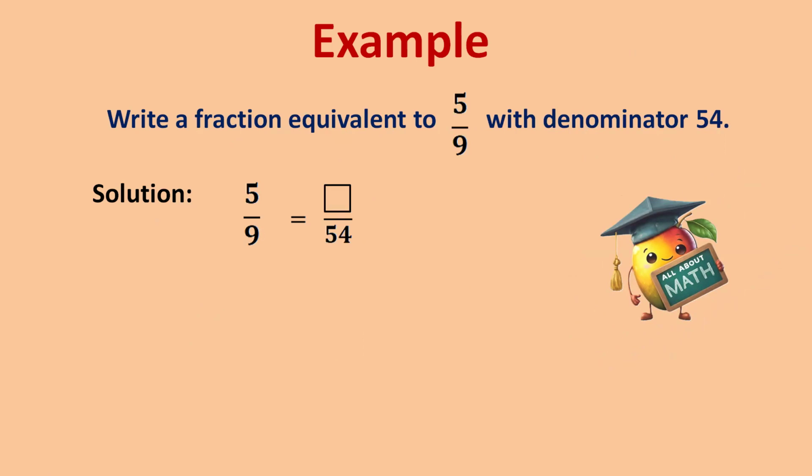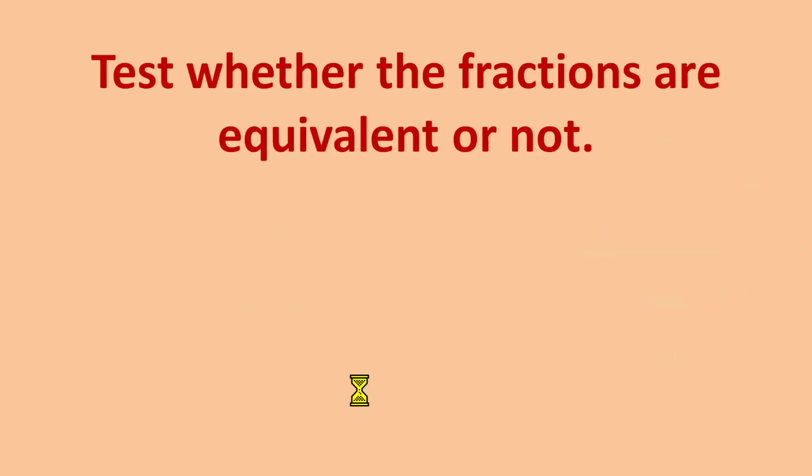So we'll find the numerator here again. What will you multiply 9 with to get 54? So you'll multiply 9 with 6. And again, the same number will be multiplied in the numerator as well. So 5 with 6, then 5 6s are 30. 9 6s are 54. So the other fraction we got is 30 by 54, which is equivalent to 5 by 9, which has the denominator 54. So we got this fraction.